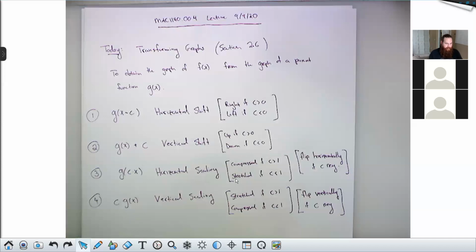And a scaling is a stretch or a compression. We use the word scaling because that's the word for making something larger or smaller. You scale it up or you scale it down, like a 1/10 scale model is 1/10 of the size of the original in every dimension.